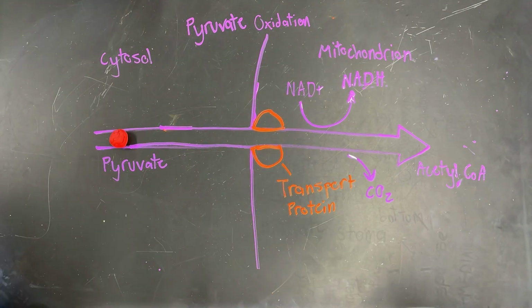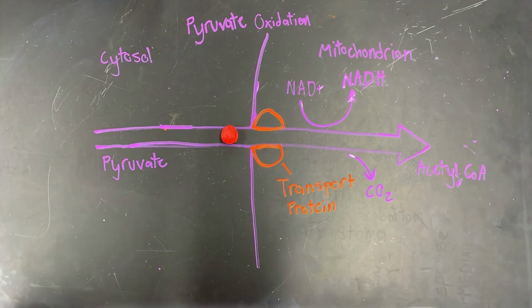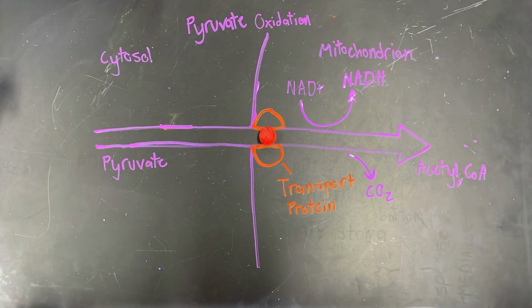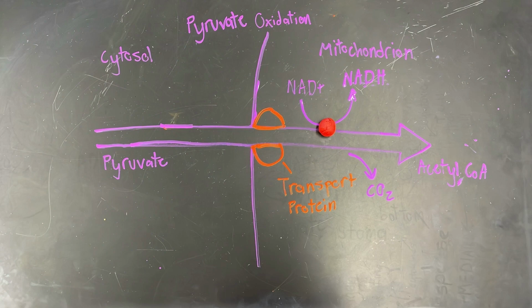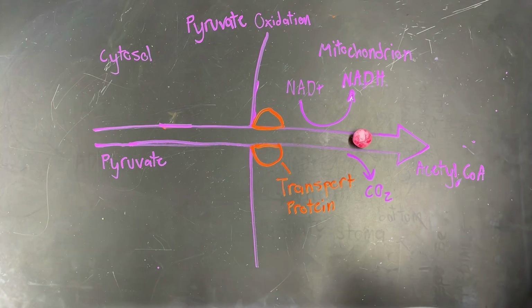During pyruvate oxidation, pyruvate has more electrons taken away from it with the help of NAD+. Carbon dioxide is also generated during this process. Acetyl-CoA, a 2-carbon molecule, is formed at the end of pyruvate oxidation.